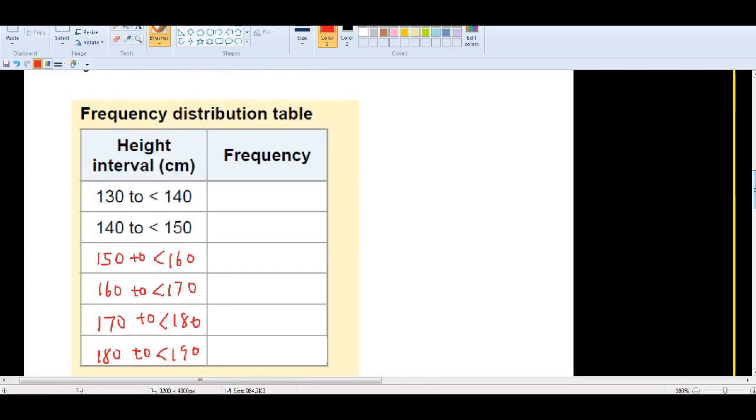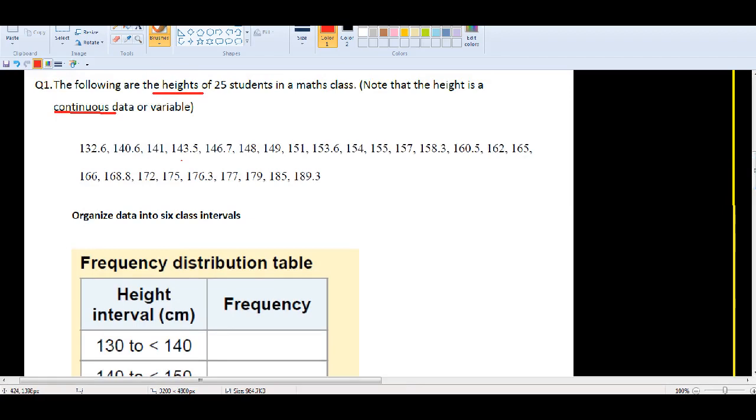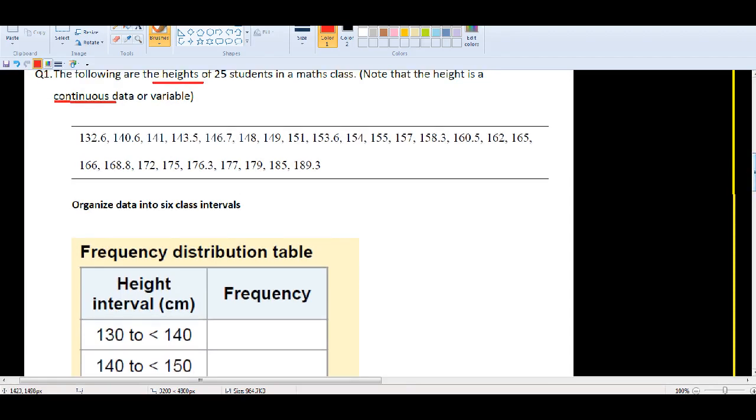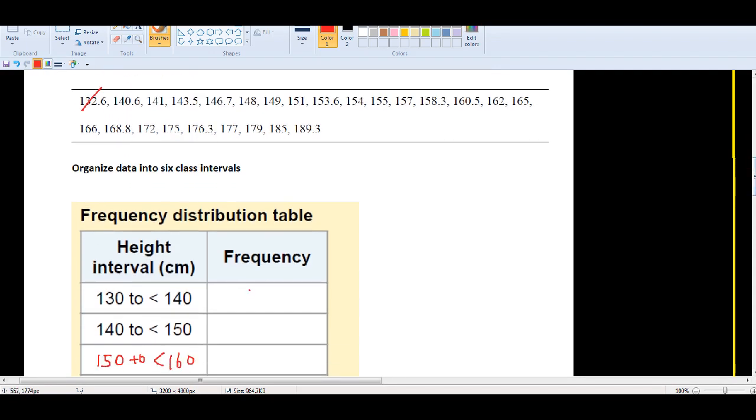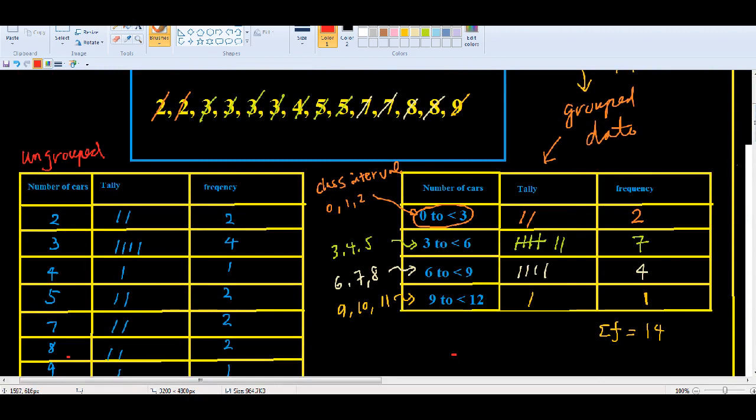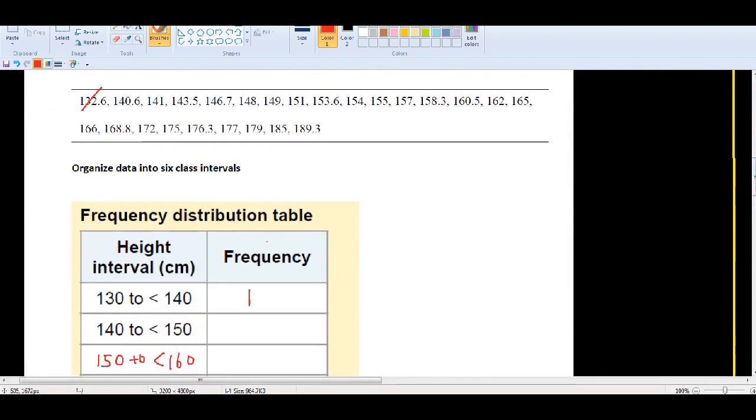Okay, so let's see how we could get the data. The data here is already in ascending order, so it will be easier for us to look at. 130 to 140. Do we have another one? 140.6 is already greater than 140, so it's not in the first interval. So for the first interval, there's only one. Of course, if you want, you can include a tally column, but I think the data here is not that difficult, so we don't write the tally column here.